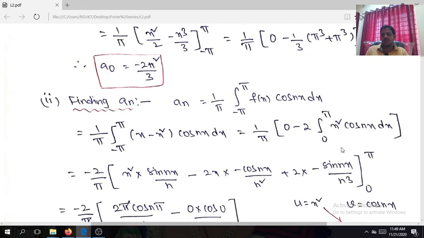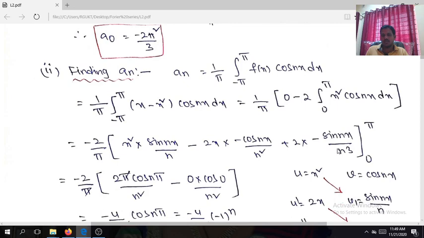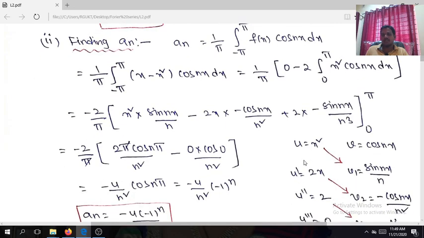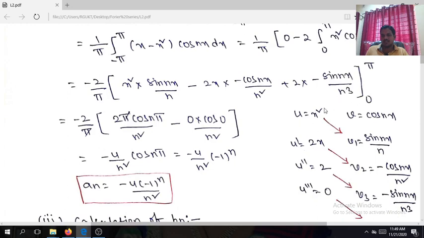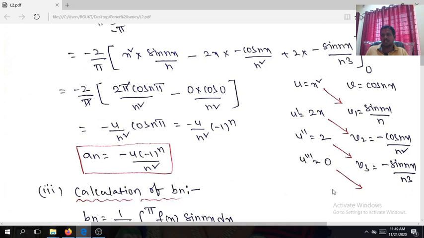To find this one, I am going to use this formula. In the last class I gave the Bernoulli's, Leibniz rule to find the integral of uv dx. Here u is equal to x square, v is equal to cos nx. First, just see this right side. u is equal to x square, and v is equal to cos nx, the second function. You take the derivatives of the first function like this, and you take the integrations one by one of the second function like this. The x square derivative is 2x, the 2x derivative is 2, the 2 derivative is 0, and the 0 derivative is 0. That is why I am not writing it here.